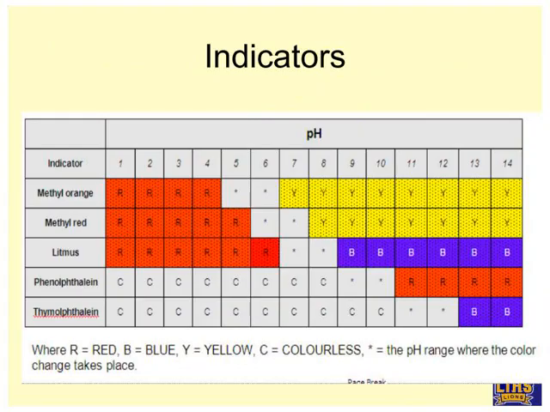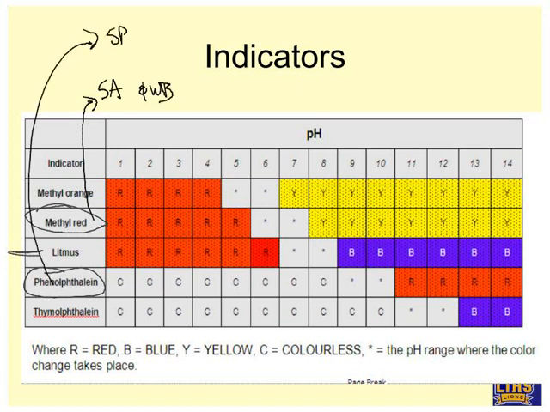All right. Indicators. There are a bunch of different indicators, but I just want you to know methyl red, if you have to come up with one, or phenolphthalein. And litmus we'll never use. Okay. So if your pH is going to be a little bit acidic at equivalence, that means this would be strong acid and a weak base. Phenolphthalein would be a strong base and a weak acid.